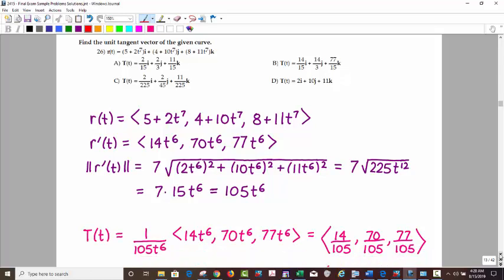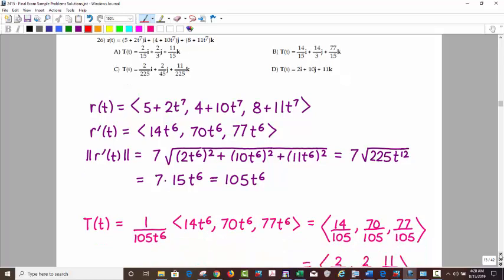Now we need the magnitude of that. I pulled out a 7, and actually I probably could have just pulled out a t to the 6th. Anyway, I realize that now, but that's okay. What I did was not wrong, but could have just done that.